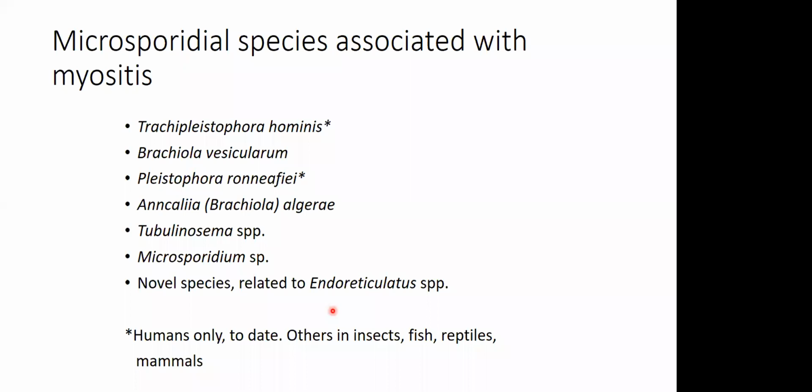And there are a number of species associated with myositis. And the one of interest to us in this case was Trachypleistophora hominis. And so far, an animal or insect host, natural host for this pathogen hasn't been found, so far only described in humans.